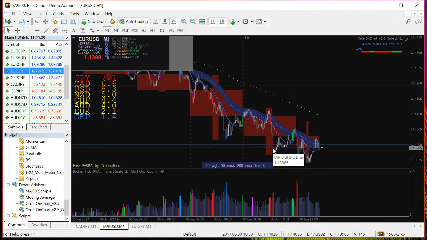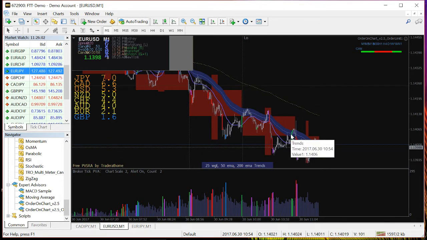And once again, this is an advanced level class. So if you are not familiar with PVSRA, stop the video right now, go back to my past videos and learn the basics first. So we broke this key level with a huge red candle, and I waited for a retrace.